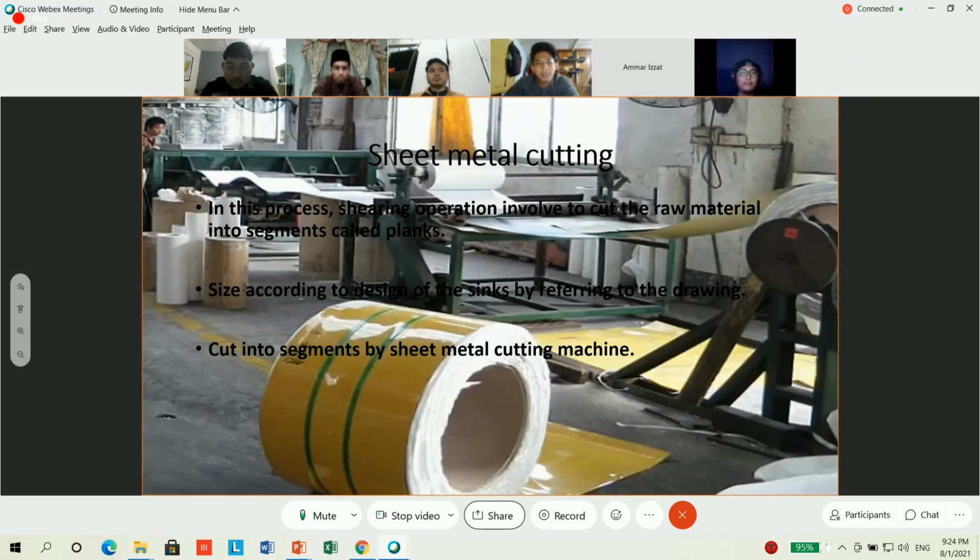For the sheet metal cutting, according to the different design length of the water sink, the long steel sheet needs to be cut into segments called plank by sheet metal cutting machine. In this process, shearing operation involves cutting the raw material into segments. The size of the plank is according to the design of the sink by referring to the drawing. Next.